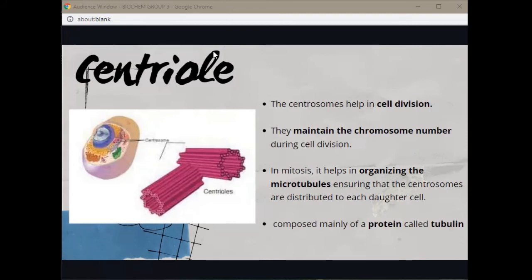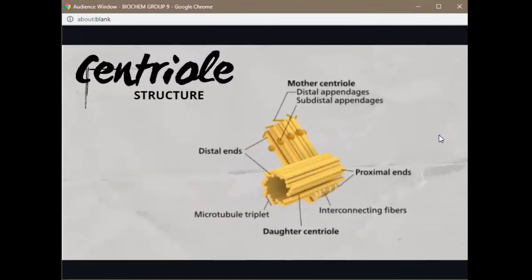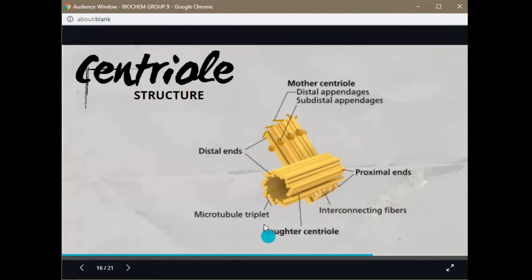They maintain the chromosome number during cell division, which will be further discussed in the mitosis stage in the biological processes. In mitosis, it helps in organizing the microtubules, ensuring that the centrosomes are distributed to each daughter cell. It is composed mainly of a protein called tubulin. Now for the structure, a centriole is made of 9 sets of microtubules, each in groups of 3, known as triplet microtubules. So here are the parts: the mother centriole, the distal ends in the microtubule triplet, the daughter centriole, proximal ends, and the interconnecting fibers.